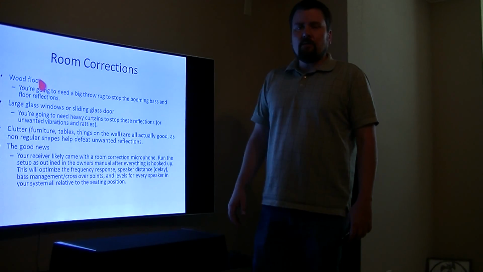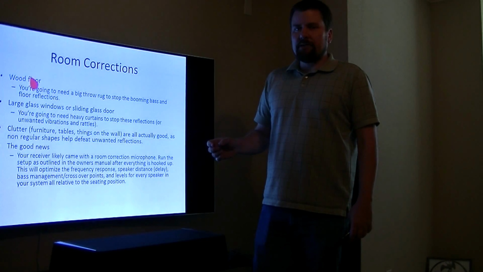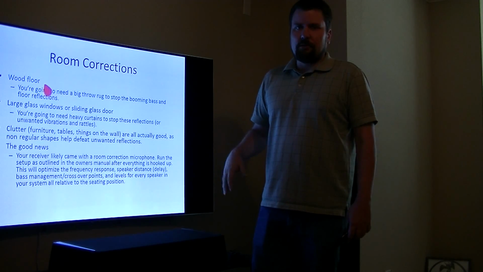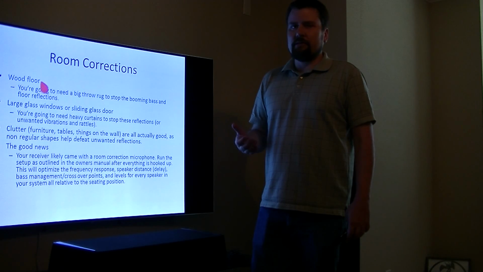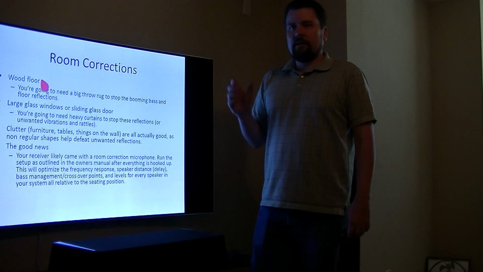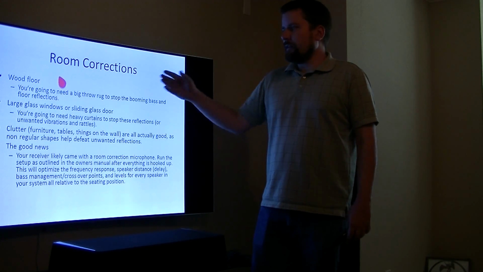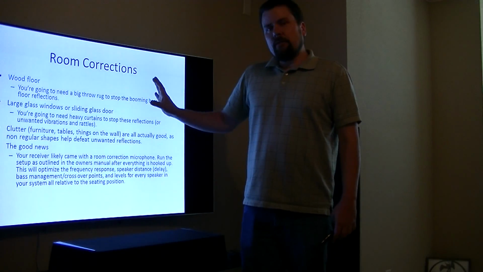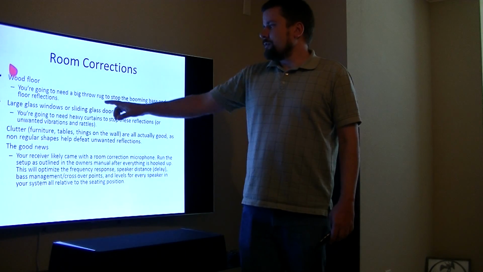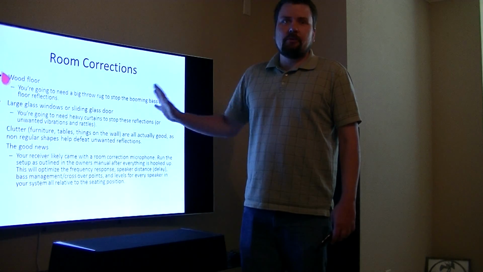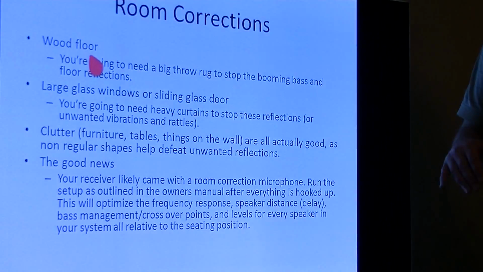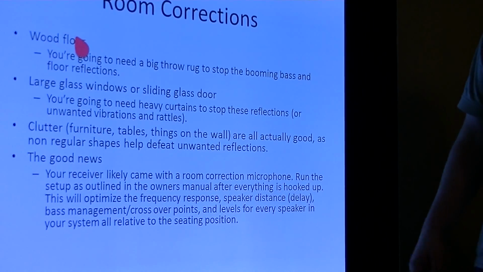So again, when we go over the room corrections, we'll hook up the microphone to our receiver and we'll record some sounds that come out of the receiver, and it measures reflections. It will correct for things like a wood floor. But there are things you can do as well. So if you have a wood floor, a big throw rug is a great thing to do to sort of deaden that first reflection.